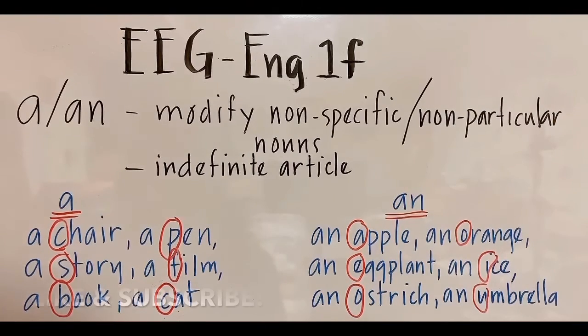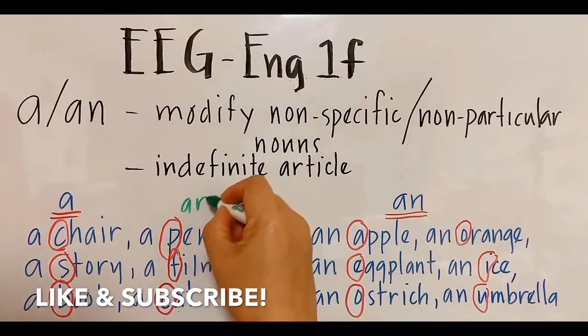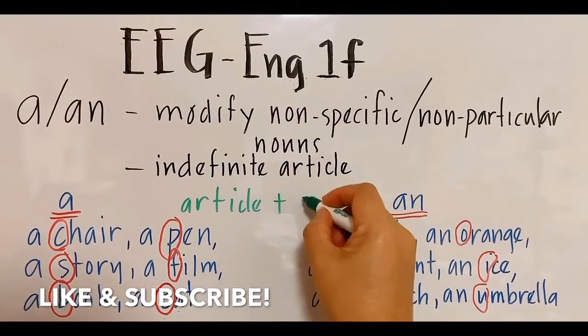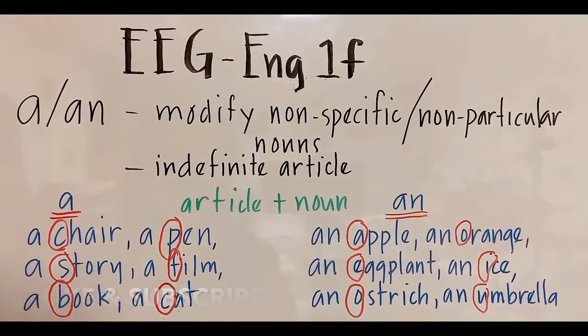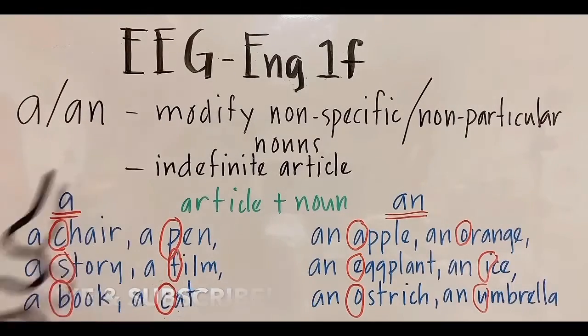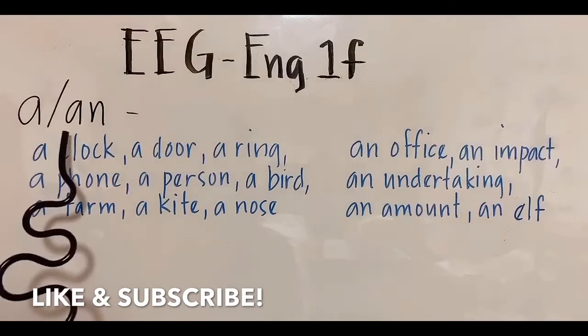But just the same, all of these are composed of an article plus a noun. And what is the article? It is a or an. Good. Now let's read some more examples using a or an.